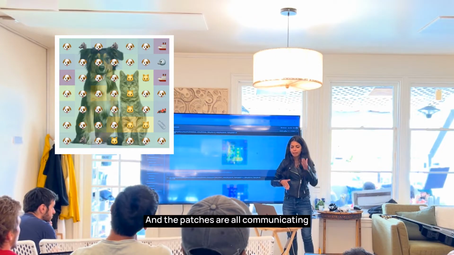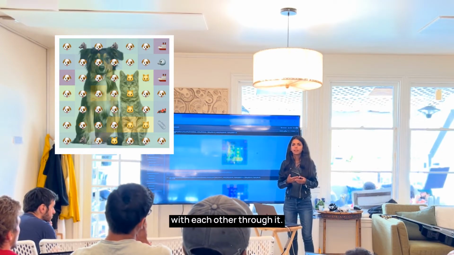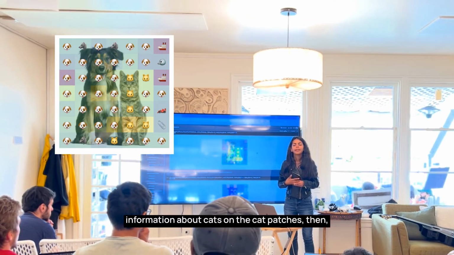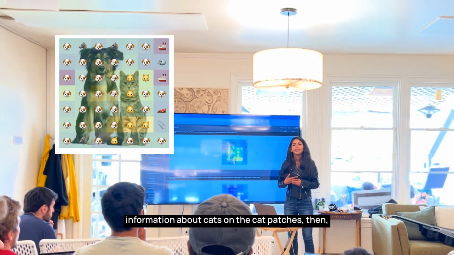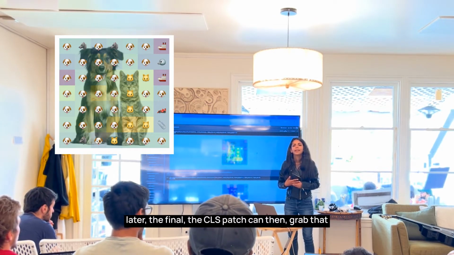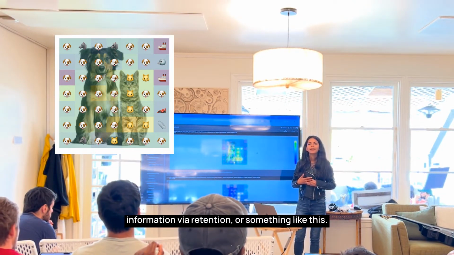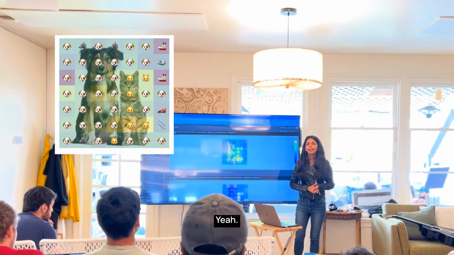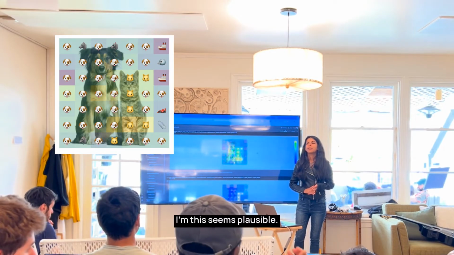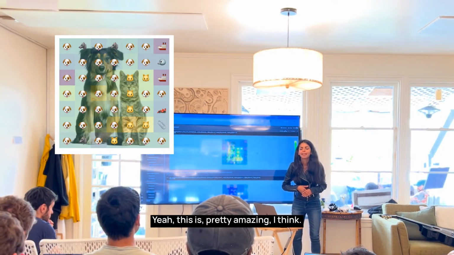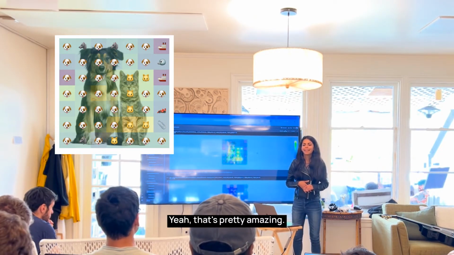And the patches are all communicating with each other through attention at every point. So the thought is that if you dump some information about cats on the cat patches, then later the CLS patch can grab that information through attention or something like that. That seems to be the plausible story for why this information stays localized. Yeah, this is pretty amazing.